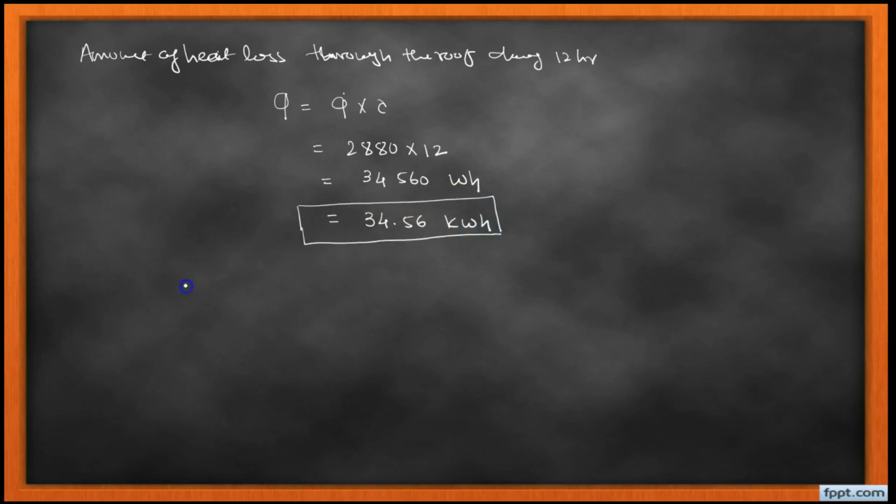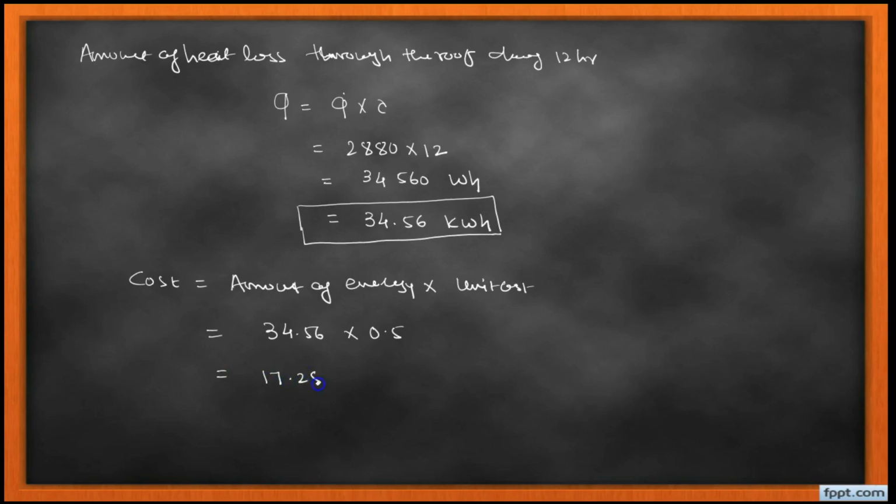Now the second one, that is the cost of this energy. So the cost is equal to the amount of energy multiplied with the unit cost. So here the amount of energy is 34.56 and the cost of unit is 0.5 rupees per kWh. So here we get 17.28 rupees. That is the cost of this heat loss to the owner.